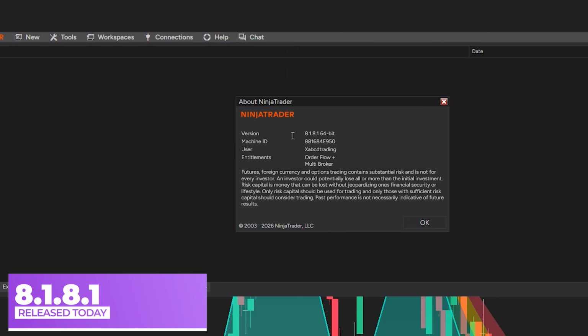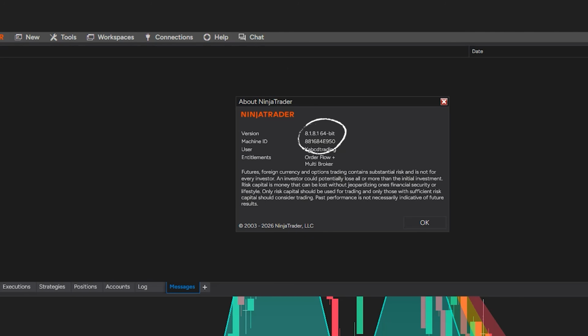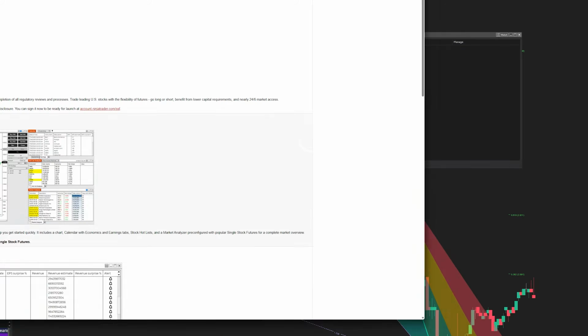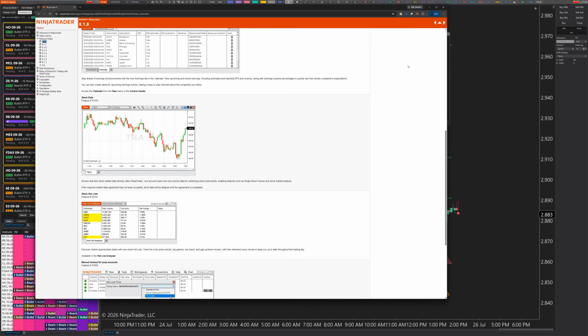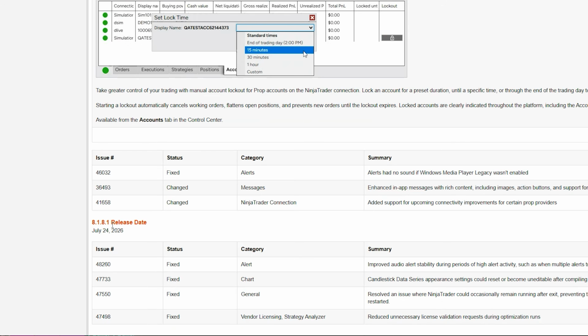All right, guess what? We got 8.1.8.1 out. What changed? Well, there's a few things. Let's bring in the release notes. We'll read them together because they're not going to be that big. We're looking at the 8.1.8.1 release that was released today. And there's a few things that were interesting that caught my eye.